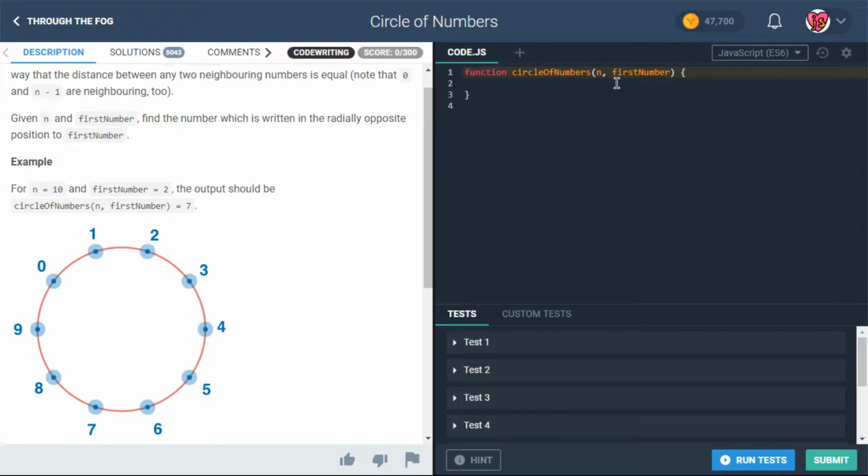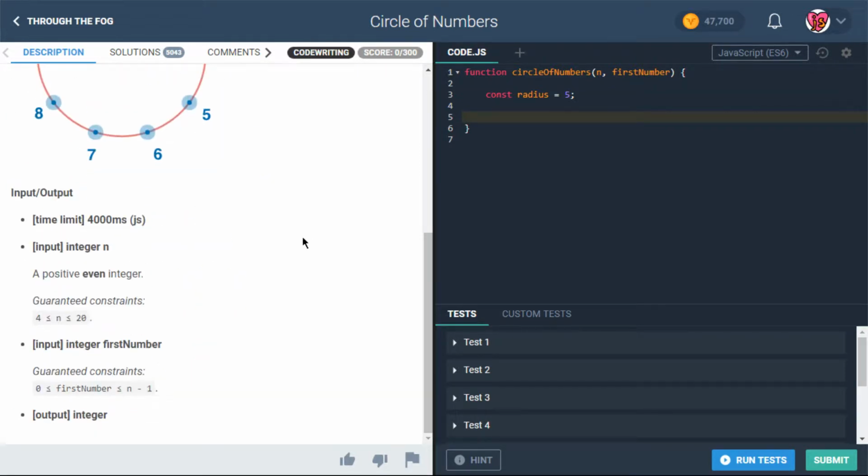All right, so we're going to start by determining our radius. I mean, it's going to be a circle after all, right? So we want to make our radius big enough, but not too big. So maybe we'll start with something like 5, and we'll see if that's good enough. Something to notice, and I didn't show this before, is that the numbers we're going to get for n are only going to be between 4 and 20, okay? So it's going to be an even number.